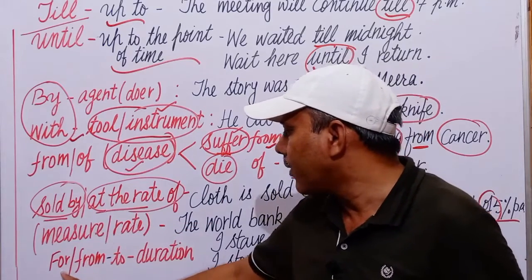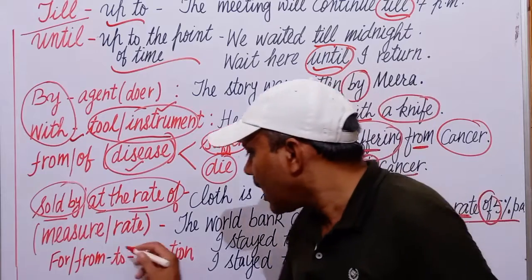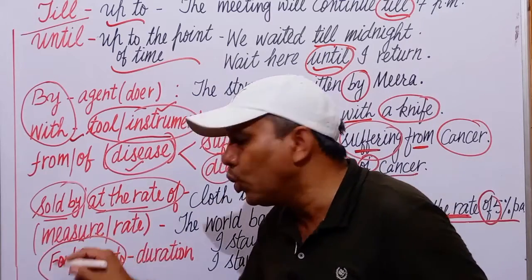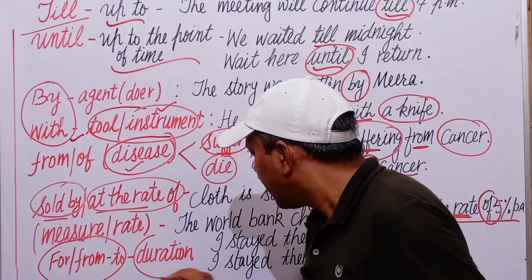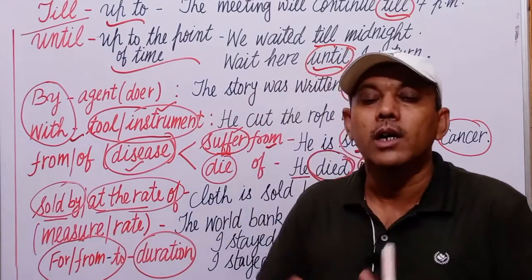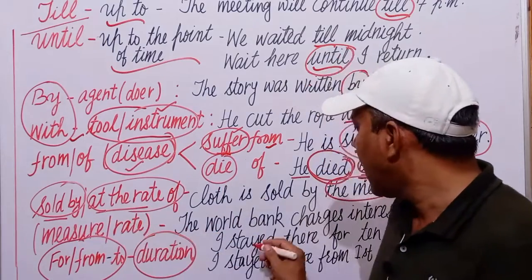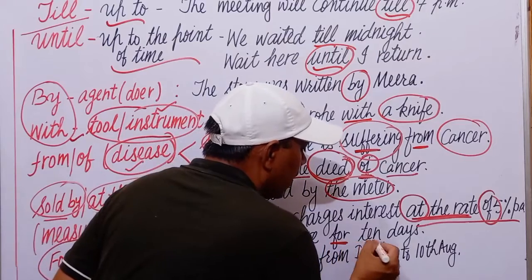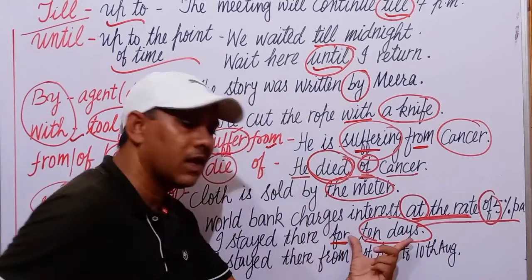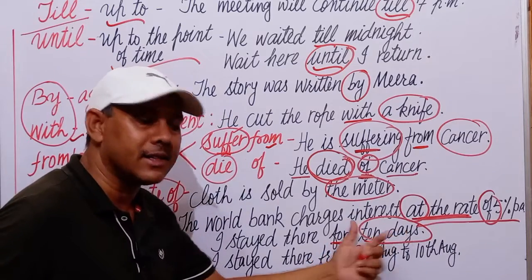Next is for, from and to. These prepositions are also used for time, for duration of time or during something, during an action. For example, I stayed there for 10 days. This is a duration. Period of time. We use for 10 days.